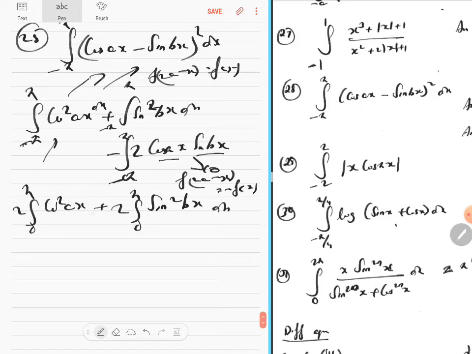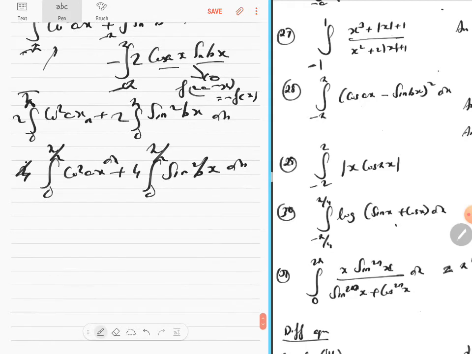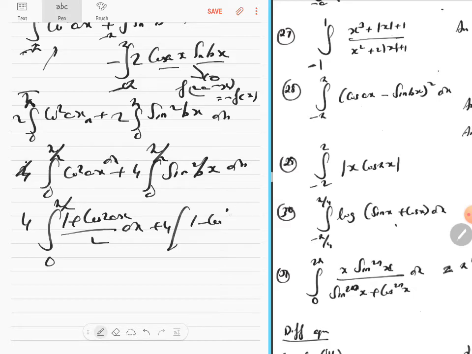So now you can again apply the property because it's an even integral, so 2 times 0 to pi by 2, so there's a 2 out. So this becomes 4 times 0 to pi by 2 cos square ax plus 4 times 0 to pi by 2 sin square bx dx. Okay, then you know how to integrate it: cos square ax is 1 plus cos 2ax by 2 dx, integrated from 0 to pi by 2, plus 4 into 1 minus cos 2bx by 2, integrated from 0 to pi by 2 dx, and the rest is a known story. You can integrate and check your answers.